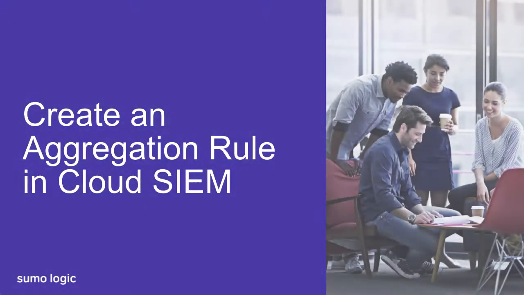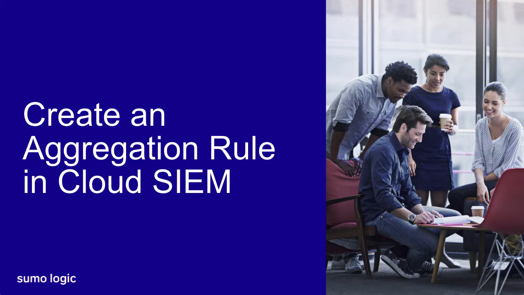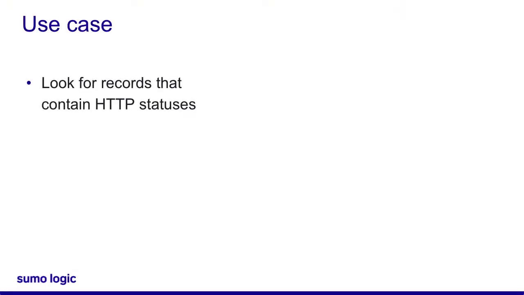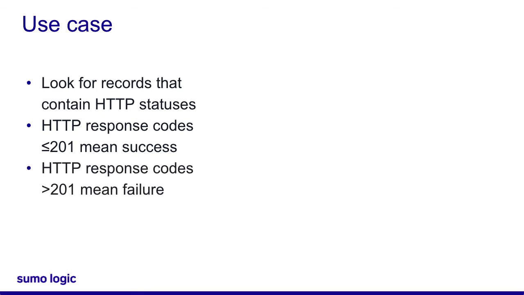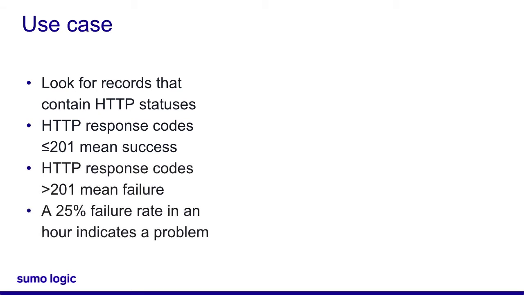I want an alert that isn't covered by Cloud SIEM's out-of-the-box rules, so I'll need to create a custom rule. I'm worried I'll lose customers who experience too many errors on our website. I know I can track this with HTTP status codes. I'm less concerned about the number of errors and more concerned about the relative amount of errors. If more than 25% of hits are errors, I want an alert.